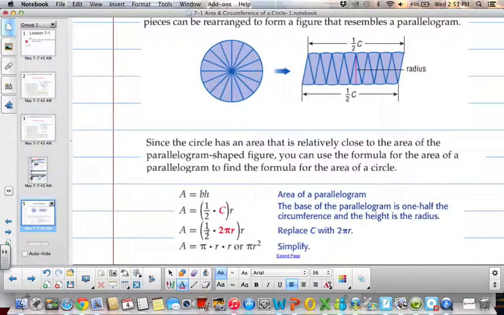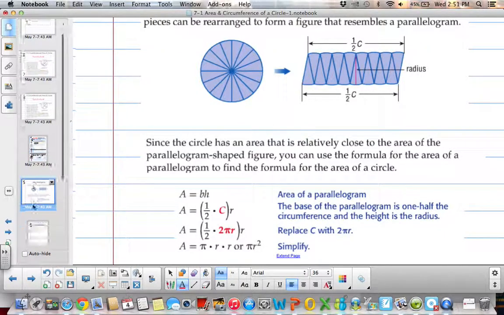Well, then we can do half, and our circumference we know is 2 pi r, so we're going to plug that in. 1/2 times 2 pi r times r. We get pi times r, or pi r squared. So that is how we come up with the formula for area of a circle, which equals pi r squared.